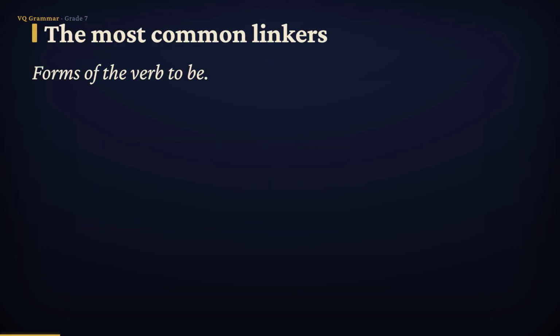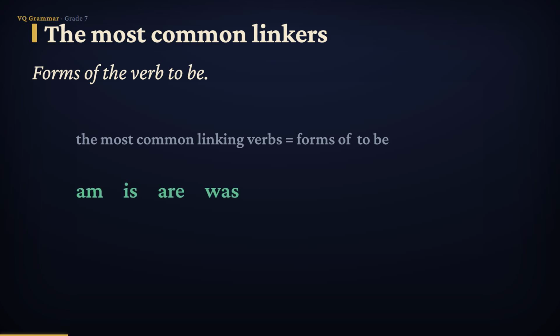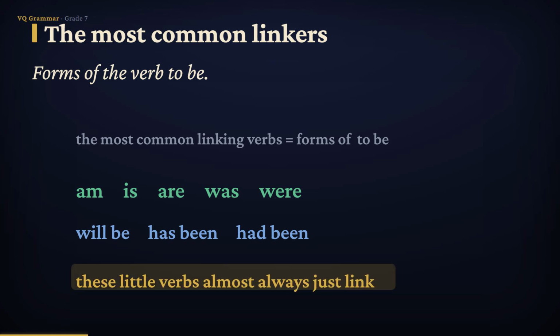So, which verbs are linking verbs? The most common ones are the forms of the verb to be. You already know them: am, is, are, was, and were. Their longer cousins count too: will be, has been, and had been. Whenever you see a form of to be standing between a subject and a describing or renaming word, it is almost certainly linking the two together. These little verbs rarely show action. They almost always just link.